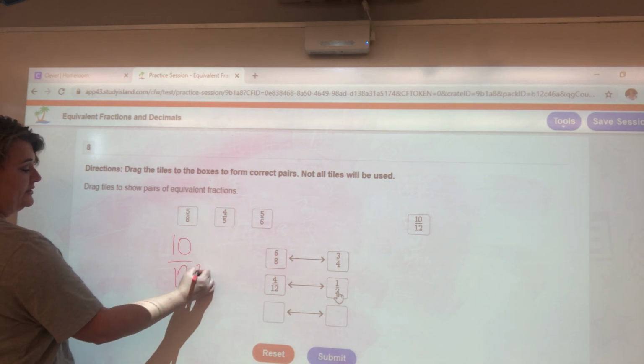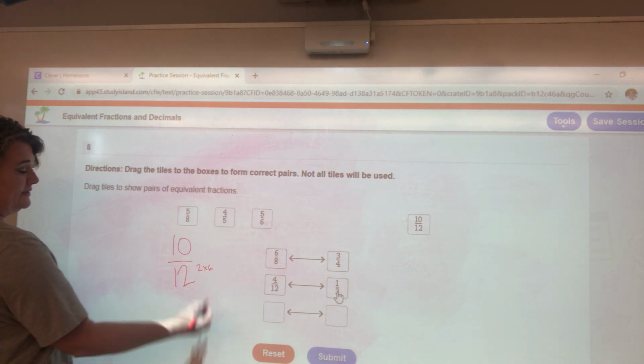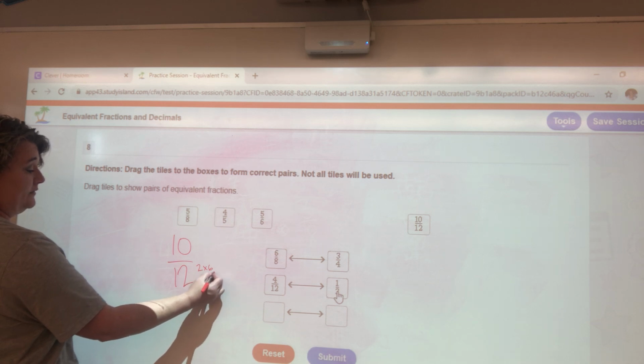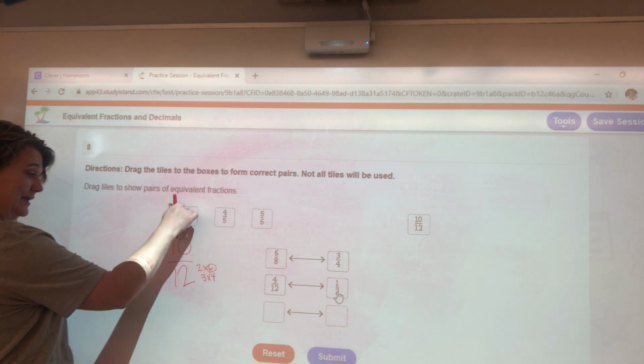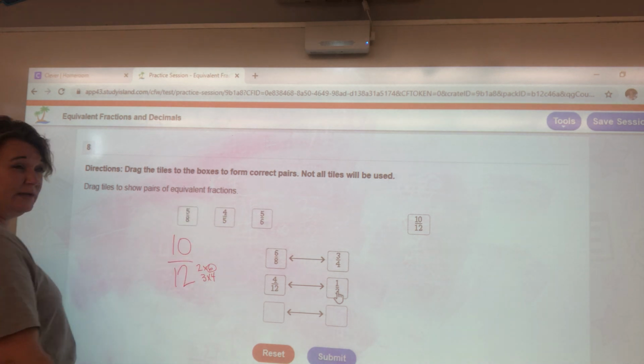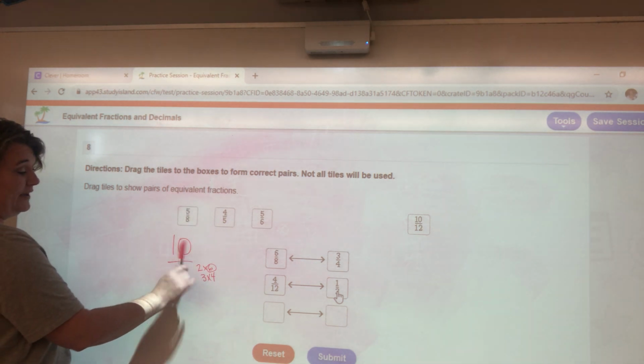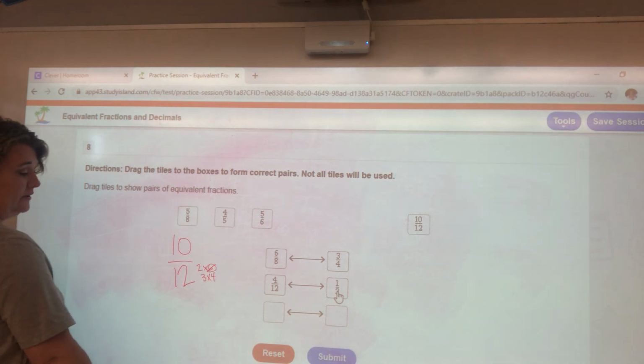Now, 12 is 2 times 6. It's also 3 times 4. So let's start with this 6. If I'm a 6, can I divide into 10? Well, 6 times 1 is 6. 6 times 2 is 12. It skipped 10, so 6 won't work.